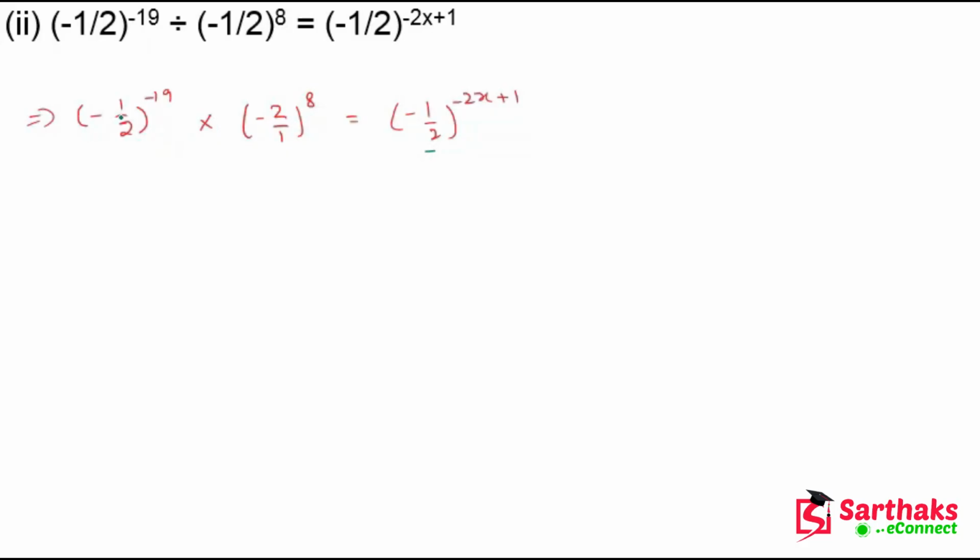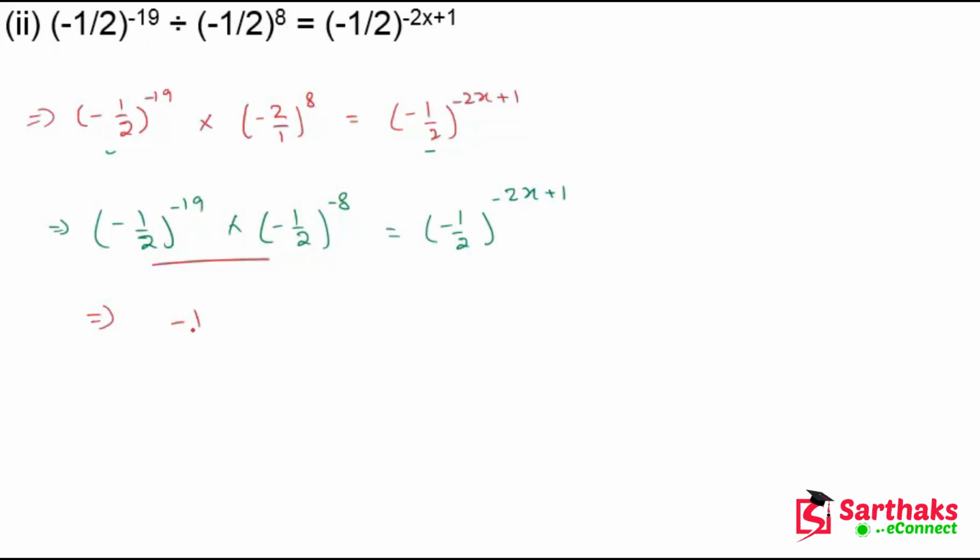In the LHS part, this is minus 1 upon 2, this is correct. So we have to convert this part. Here we can write minus 1 upon 2 raised to power minus 19 into minus 1 upon 2 raised to power, the power will become negative, so this is minus 8. This equals minus 1 upon 2 raised to power minus 2x plus 1. Now the base is the same, so the powers will be added. So minus 1 upon 2 raised to power minus 19 plus minus 8, equals minus 1 upon 2 raised to power minus 2x plus 1.